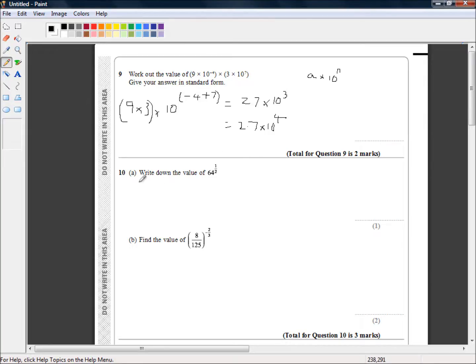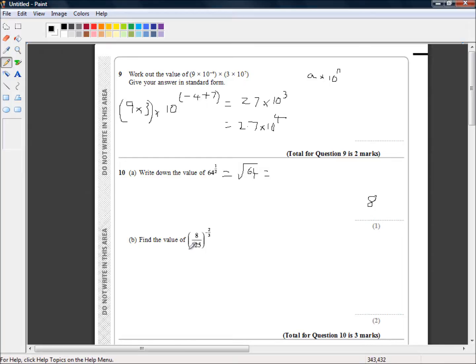Okay, moving on to question 10. Part A says write down the value of 64 raised to the power of half. So fractional indices are roots. So in this case 64 to the power of half is the square root of 64. So this is equal to the square root of 64. And if we've memorized our square numbers, we know that 8 times 8 is equal to 64. So the answer is 8 for 1 mark.